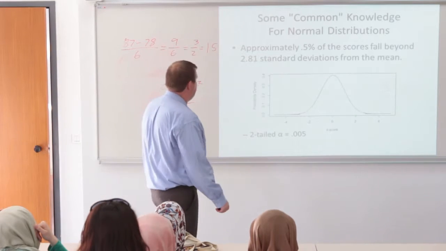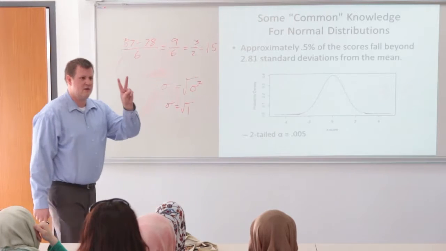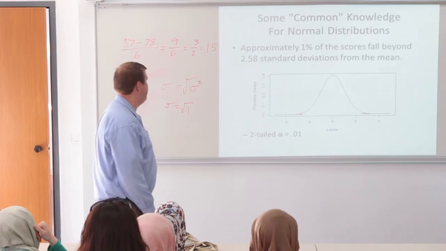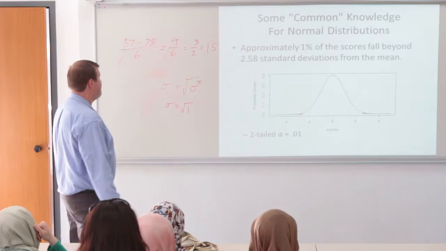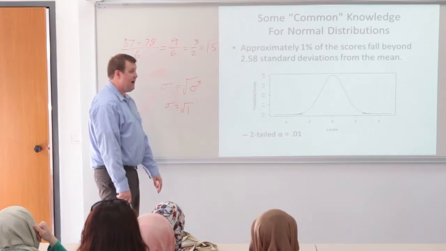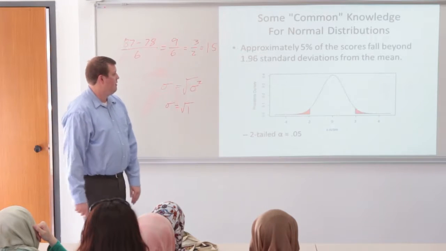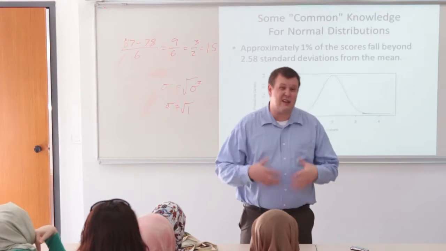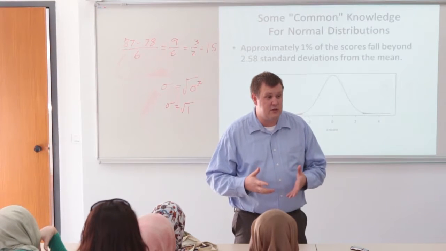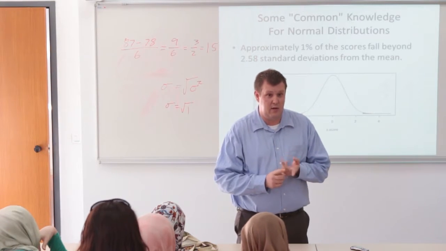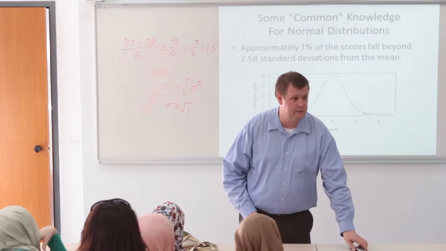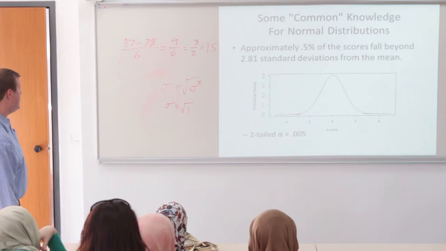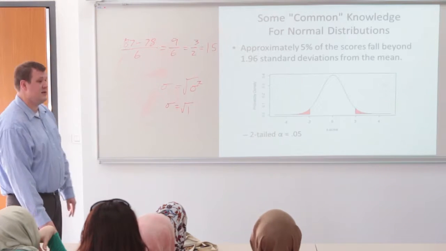If you were to memorize any 2 of these common knowledge things, I would recommend this one. 1% falls beyond 2.58. Why? Some of the most common types of alphas that are used are the 0.01 and 0.05. So we got our 0.01 and this 1.96.